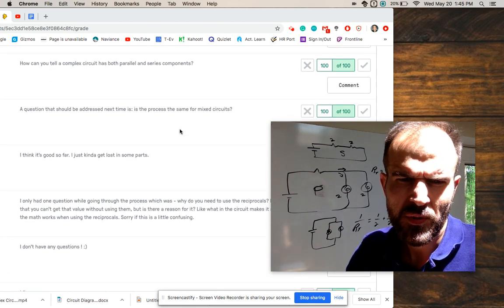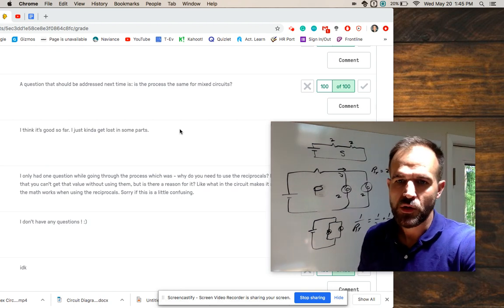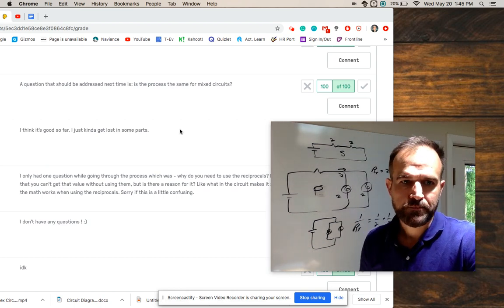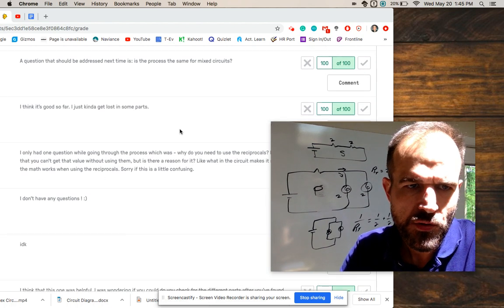Question for you: is the process the same for mixed circuits? So this is sort of mixed circuits. Complex circuits is another word for mixed circuits. So I'm not sure what that's about. I think it's good so far.